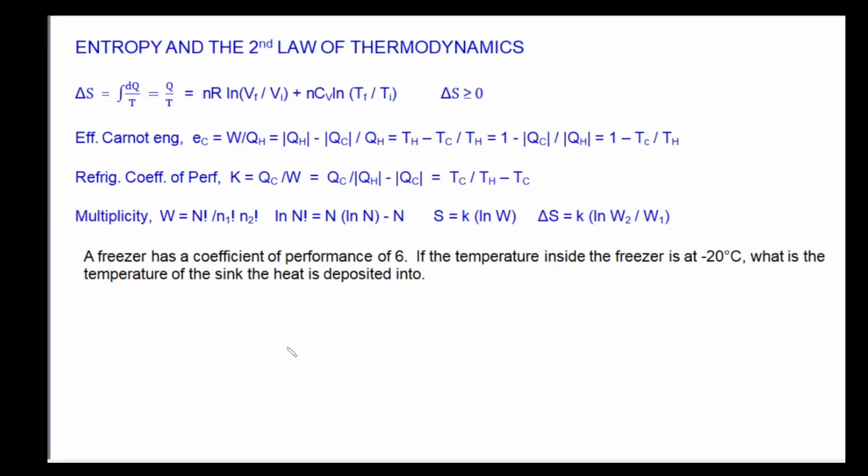Let's do a refrigeration problem. A freezer has a coefficient of performance of 6. If the temperature inside the freezer is at minus 20 degrees Celsius, what is the temperature of the sink the heat is deposited into? So the coefficient of performance, which is K, which is a measure of efficiency, is equal to 6. And we know the cold temperature is equal to minus 20 degrees Celsius, which is equal to 253 kelvins. And we're asked to find the temperature of the heat sink.